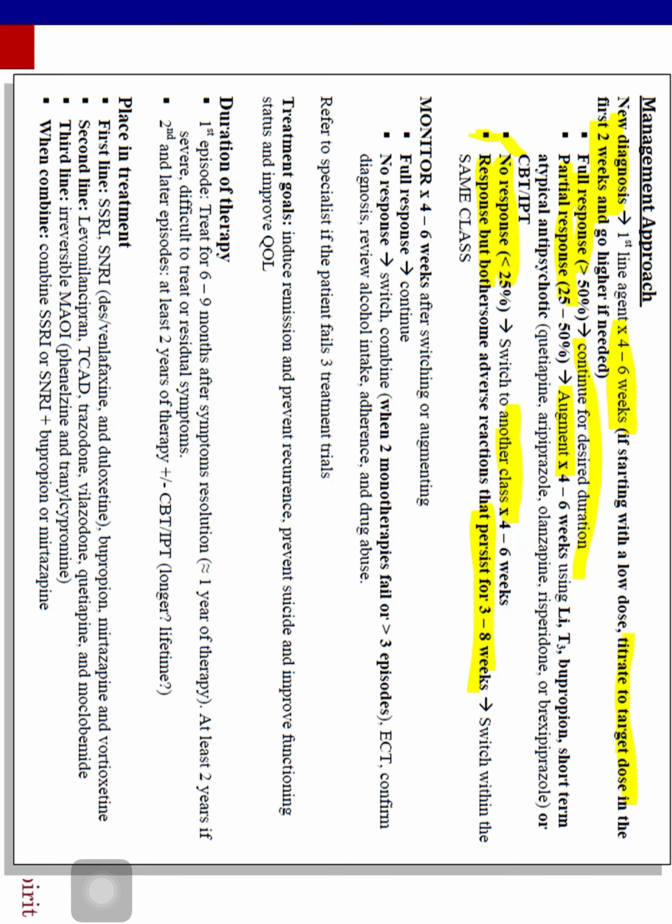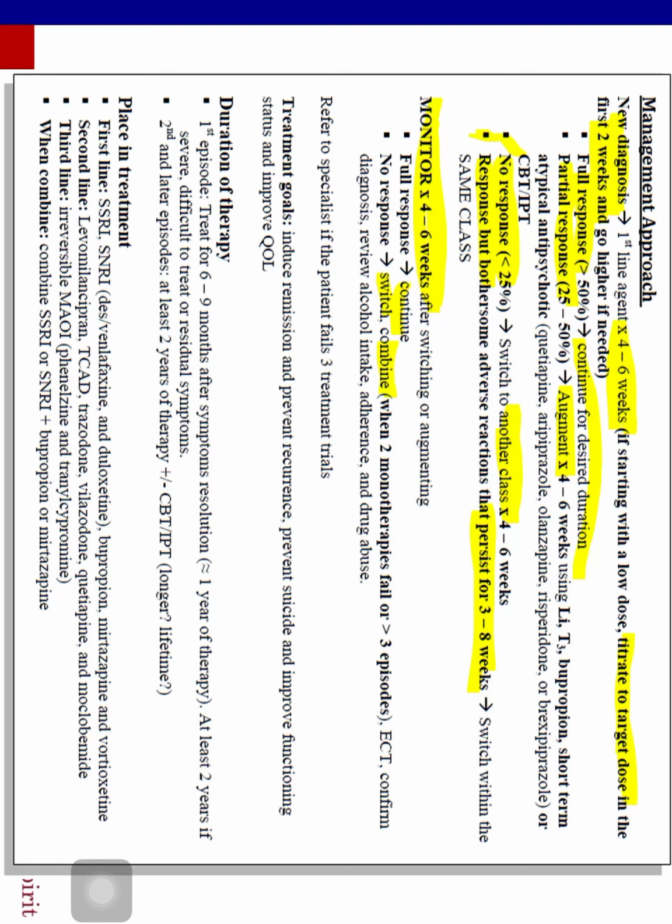After switching or augmentation, we need to monitor the patient for another 4 to 6 weeks. If the patient has full response, again defined as more than 50% improvement in symptoms, then we will continue. If the patient has no response, then we start thinking of switching again, or we start thinking of combining.